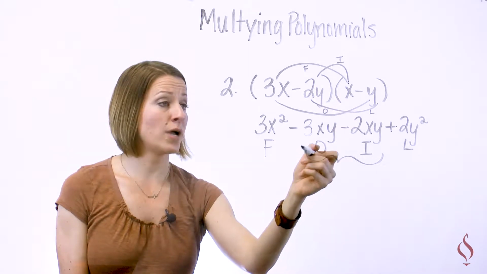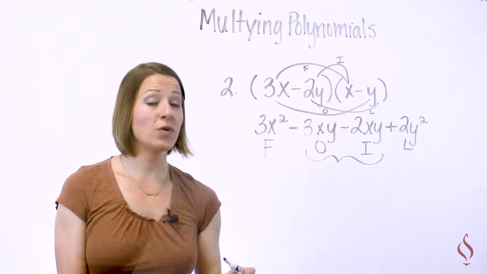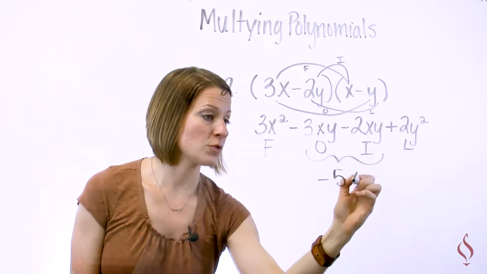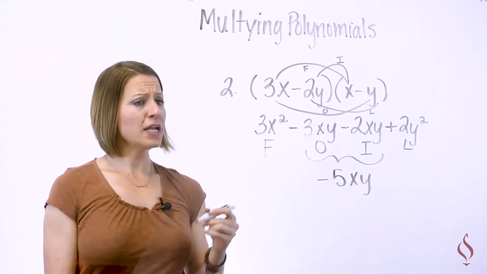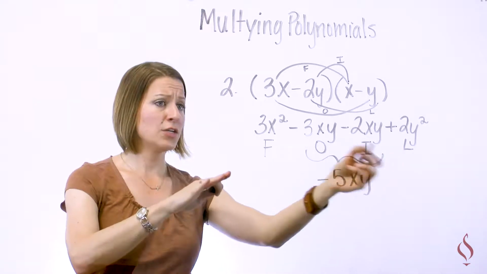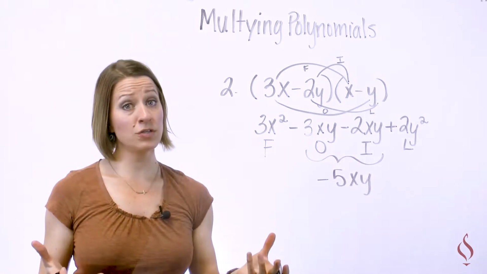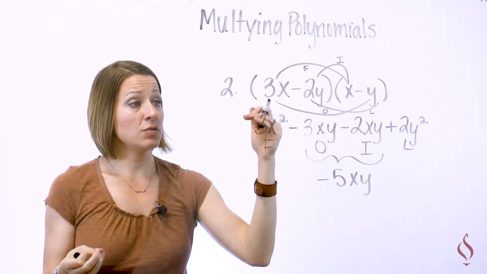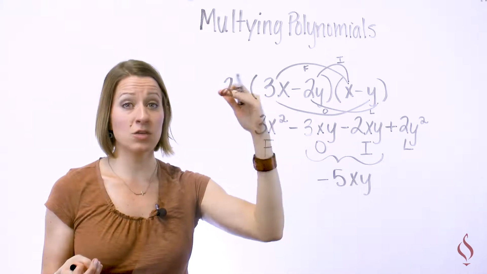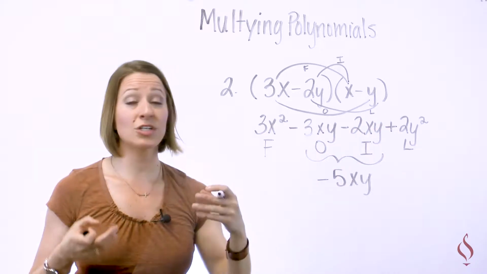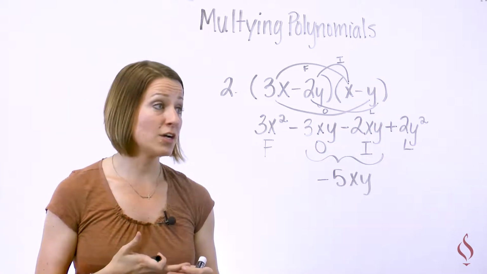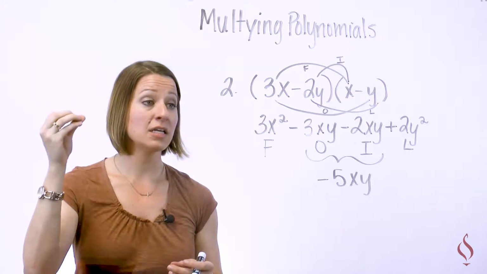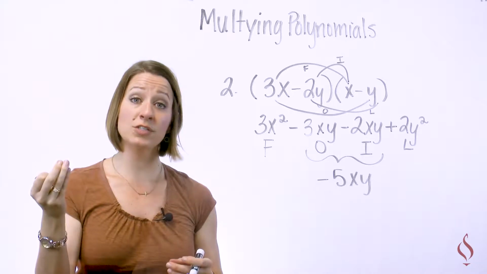Negative 3xy minus 2xy is a negative 5xy. So put that right there. Now I want you to check out the first and the last. Notice that they both have an exponent of a 2. And I've described to you earlier that a descending order takes the highest exponent and then you count down. But what if the exponents are exactly the same? If they are exactly the same, the one that is highest is the letter that comes first in the alphabet.